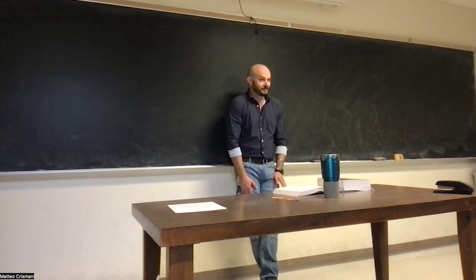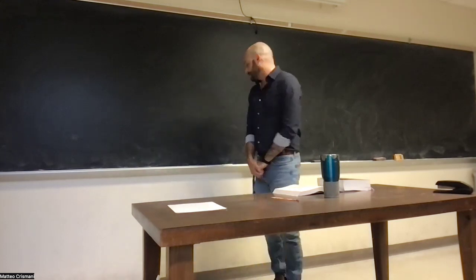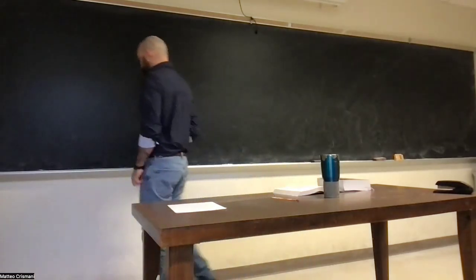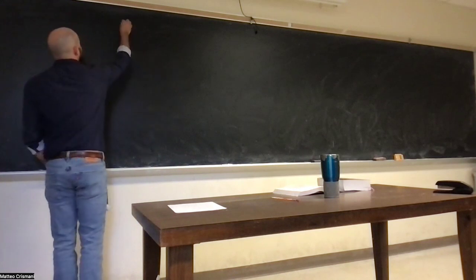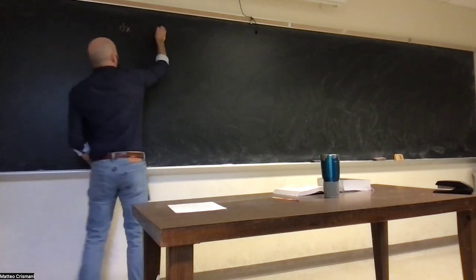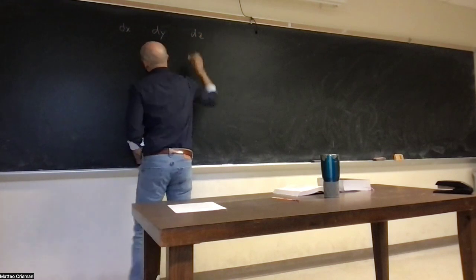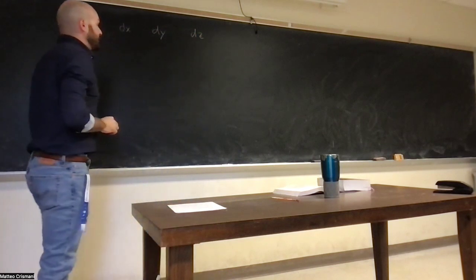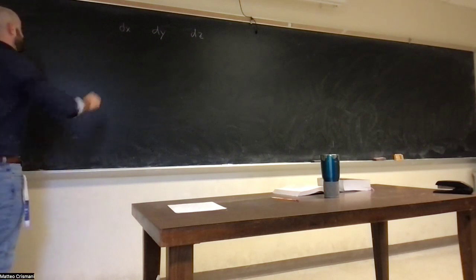Ready? Okay, so let's start with our Cartesian coordinates. What are the components of our Cartesian 3-dimensional space? For this X, Y, Z. There you go. So let's start with dx. Let's do dy. Let's do dz. Okay, and what's my 4th component here? Minus dt.